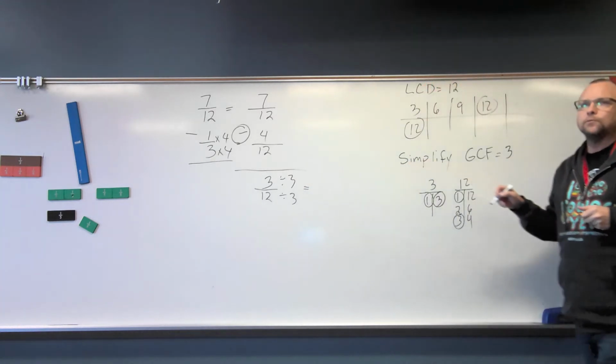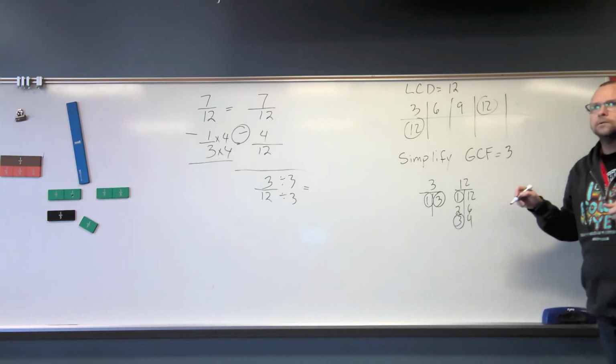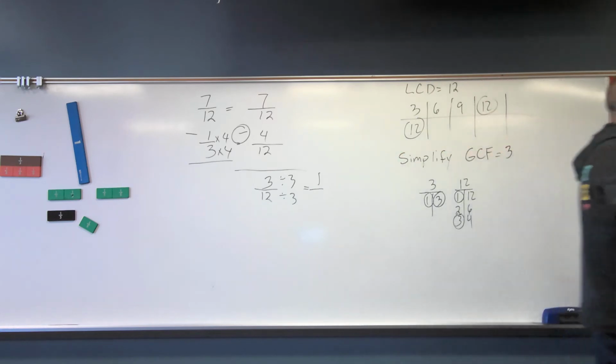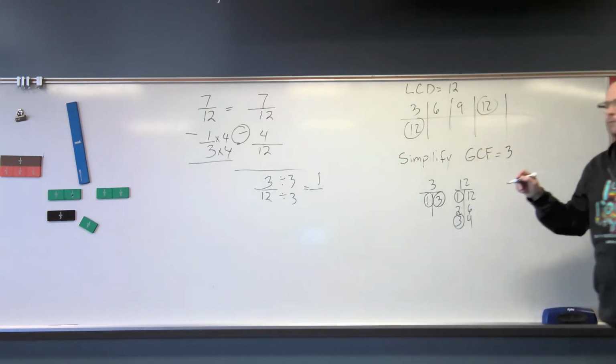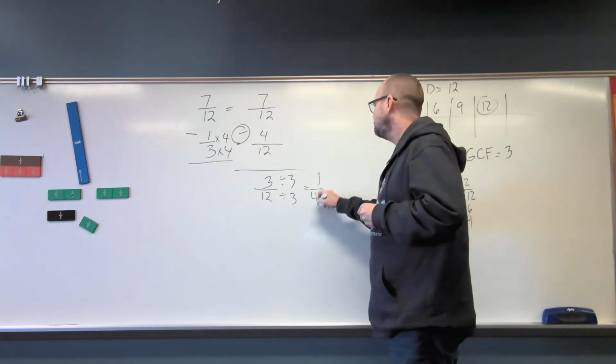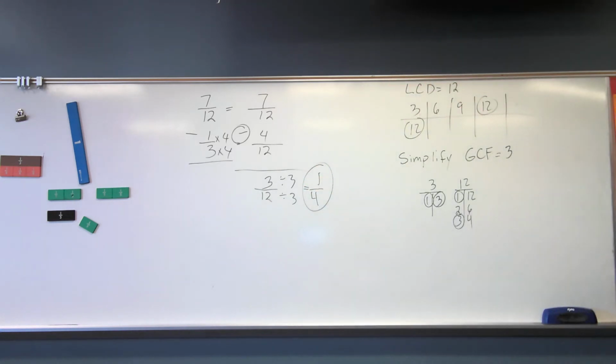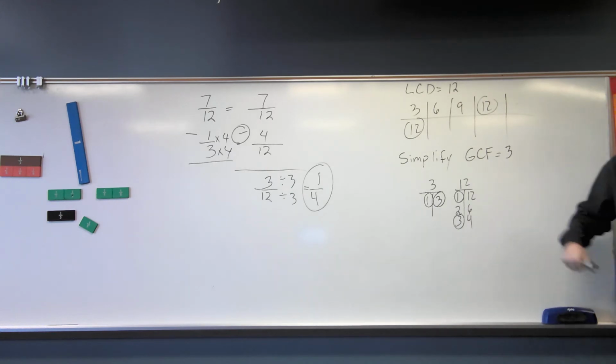Eli, 3 divided by 3 is? 1. And Brianna, 12 divided by 3 is? 4. 1/4 is my final difference.